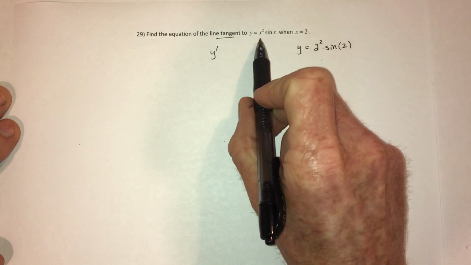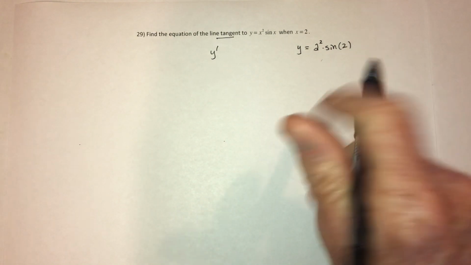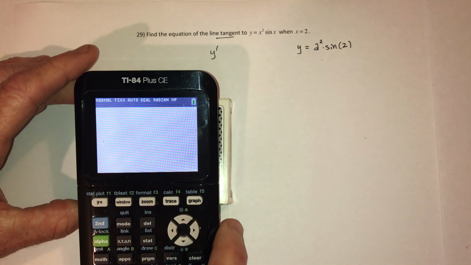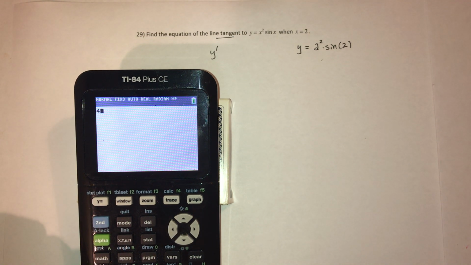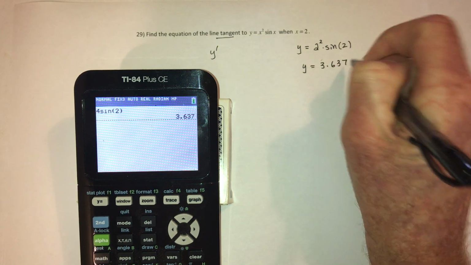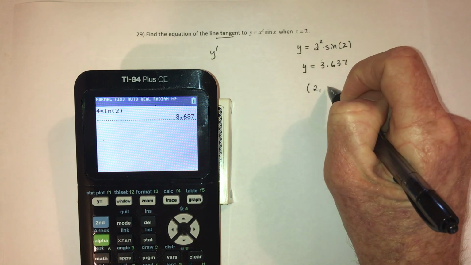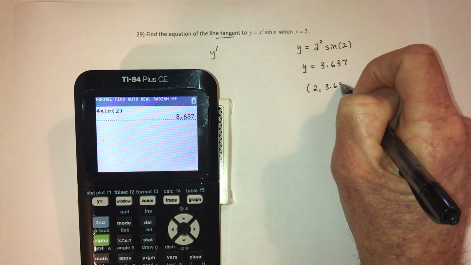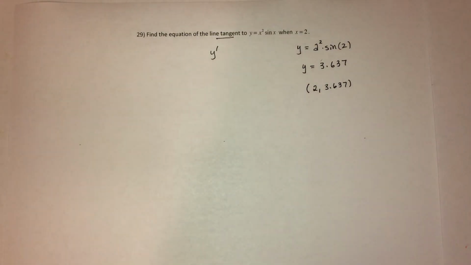Notice that this little x does not have a little degree symbol on it. That means this is in radians. So make sure that your calculator is in radians, and then find 4 sine of 2. So the y value is 3.637. That's sort of a cool number, 3637. So the point is (2, 3.637).